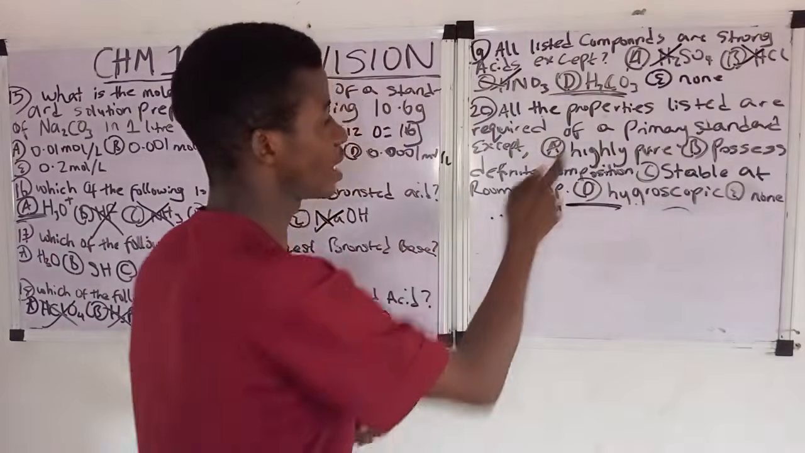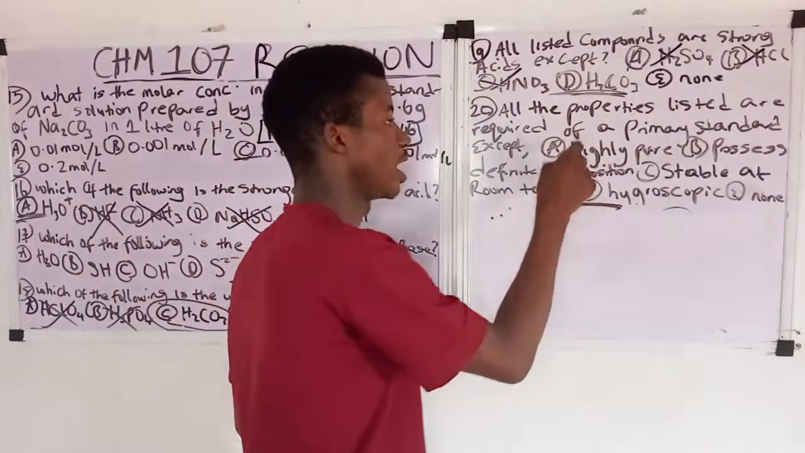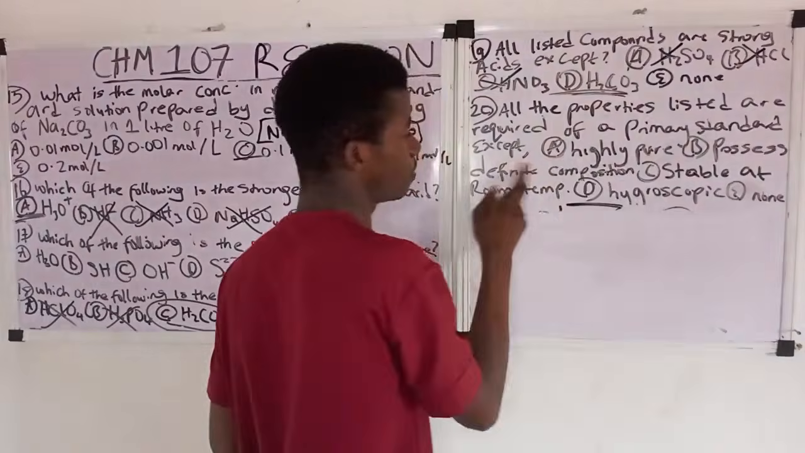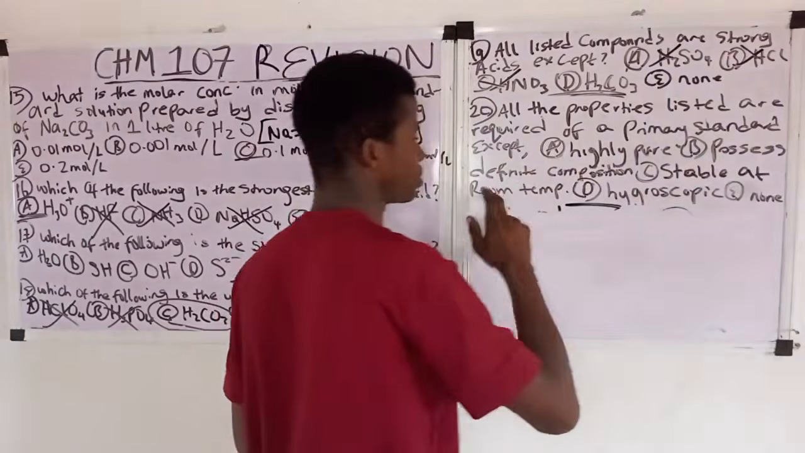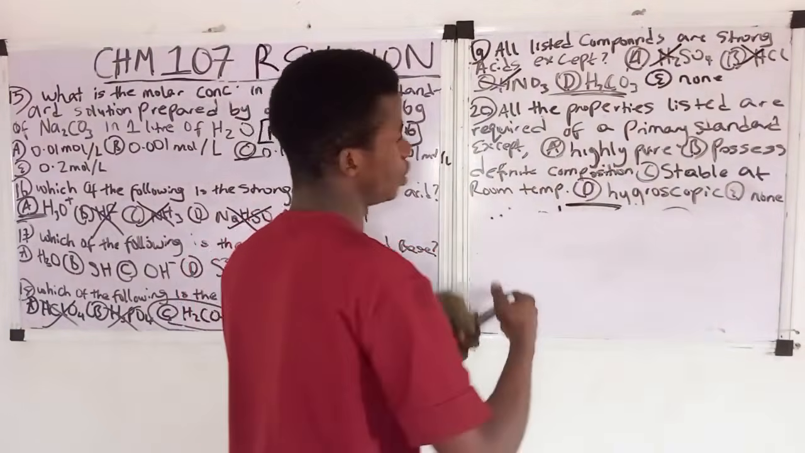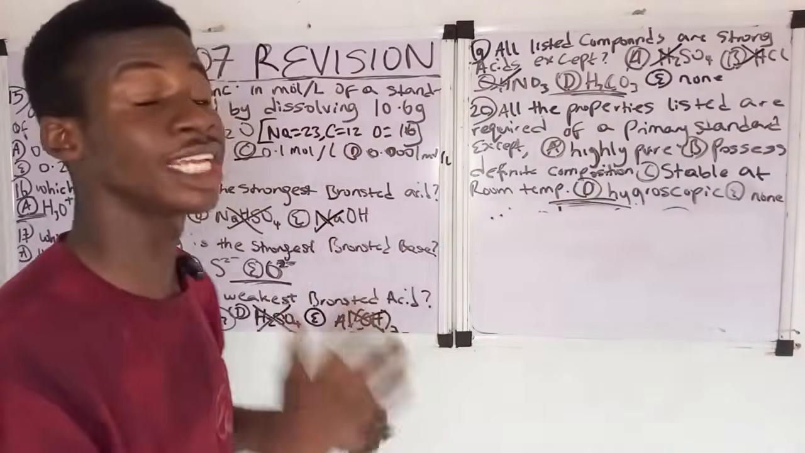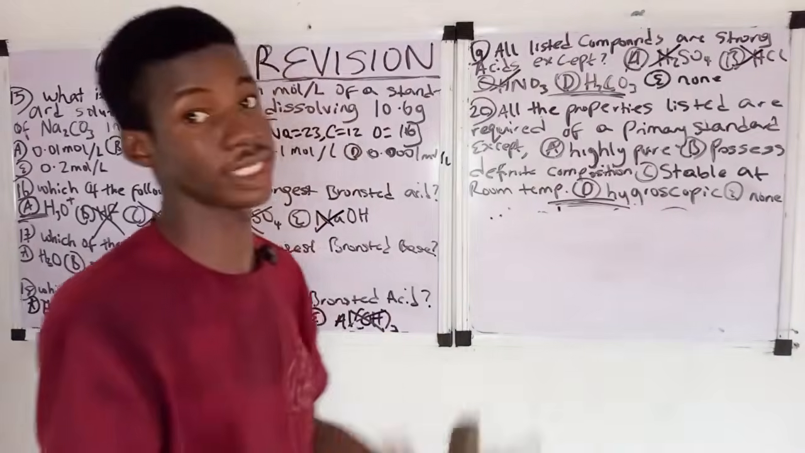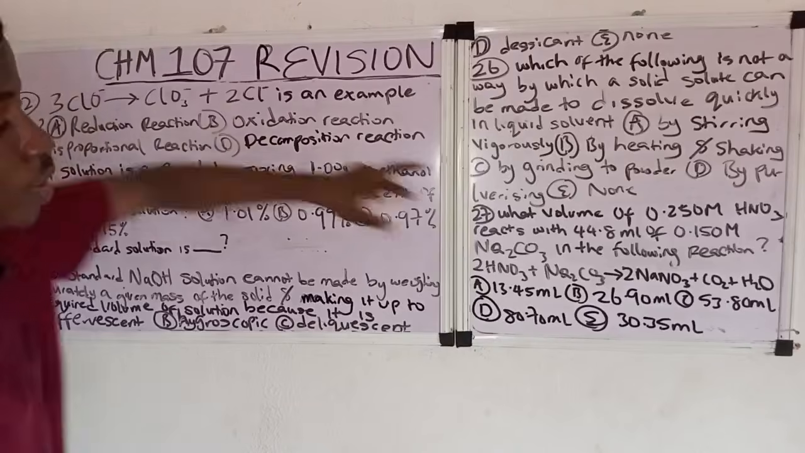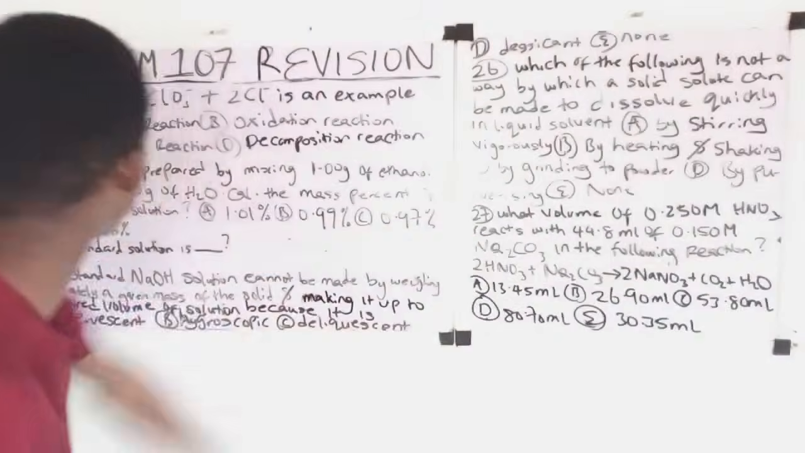So these are the properties: highly pure, possess definite composition, stable at room temperature. Hygroscopic? No, they are not hygroscopic. So the answer is D. Okay, now let's move to the next question. That is question 22, question 22 to question 27.